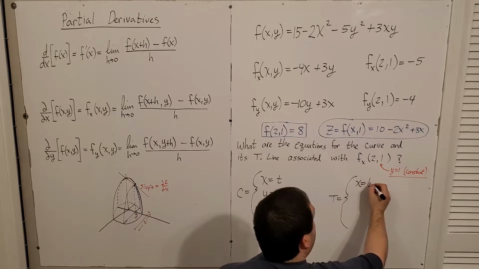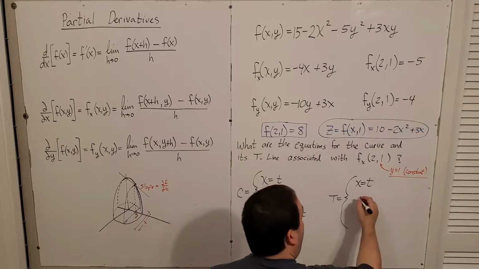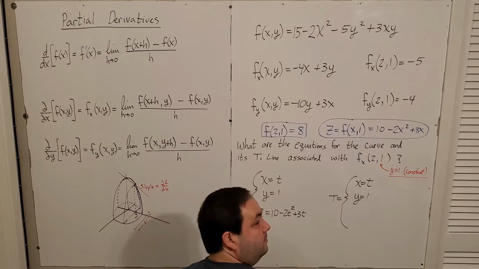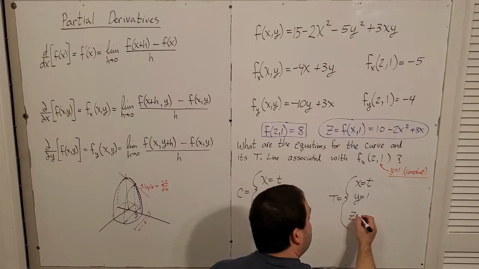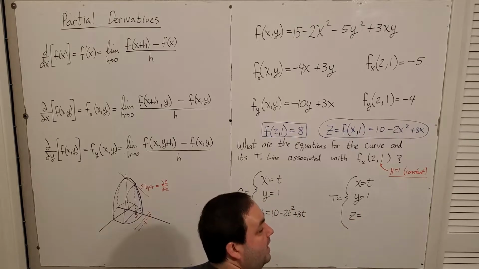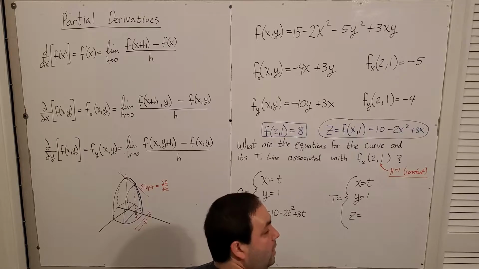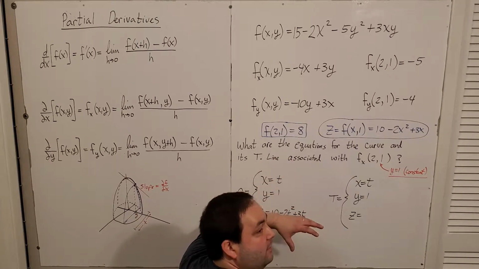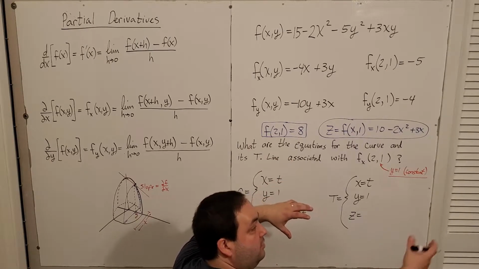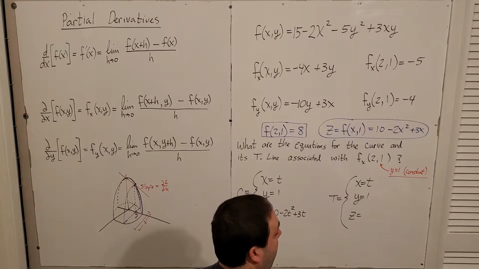X is still my variable, right? Y is being held constant. And z has to be equal to a tangent line. Well, remember how we do lines, right? I have to add the original point to some sort of vector, okay?